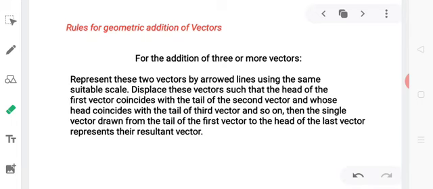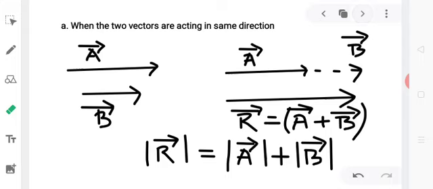For addition of three or more vectors, represent these vectors by arrowed lines using some suitable scale. Displace these vectors such that the head of the first vector coincides with the tail of the second vector, and whose head coincides with the tail of the third vector, and so on. Then the single vector drawn from the tail of the first vector to the head of the last vector represents their resultant vector. Now to have a better understanding of how to displace the vectors and how to find the resultant, we shall be considering some cases. One by one we will see, and then the concept will become much more clear to us.